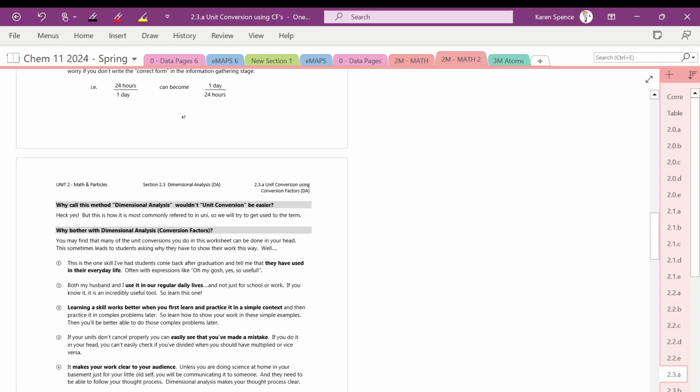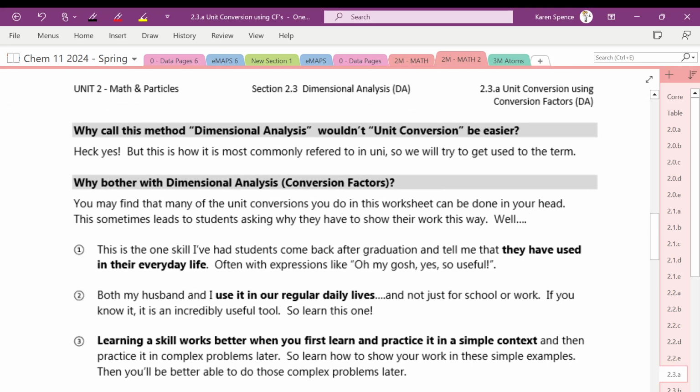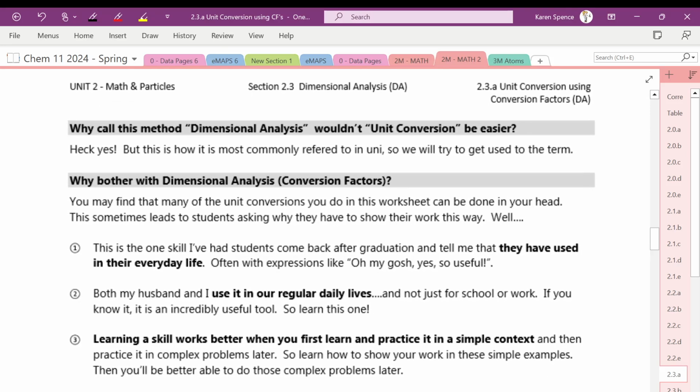Okay, we are now on page 48, and this is just a bunch of blah, blah, blah. If you believe me that dimensional analysis, this is called unit conversion, is the most powerful tool you will learn in Chemistry 11, and that you promise, cross your heart and hope to die, that you will use this method when it is asked for, and not some other wackadoodle method, then I don't have to read all of this to you. Do I need to read all of this to you?